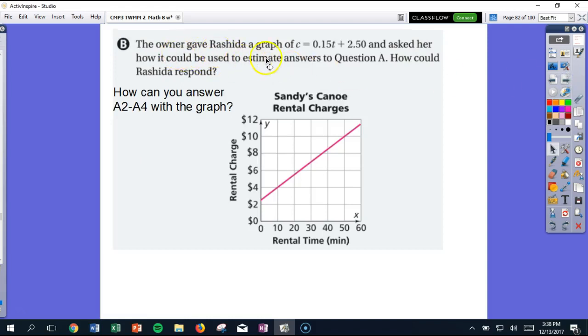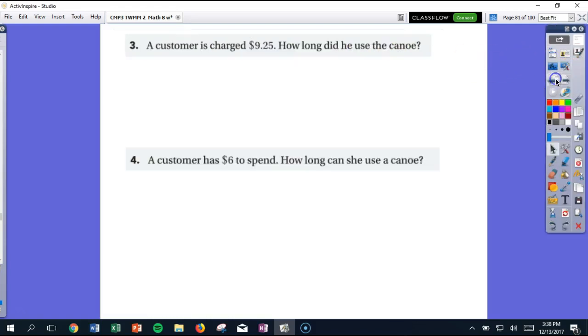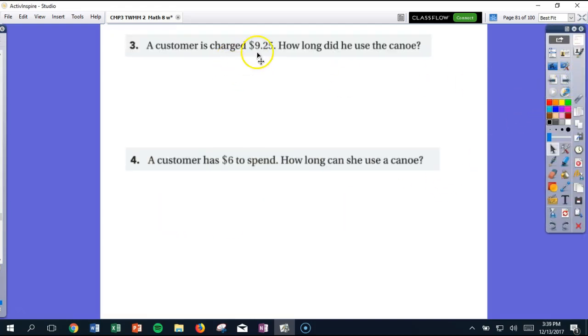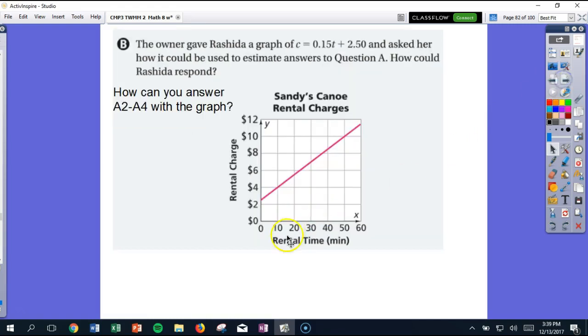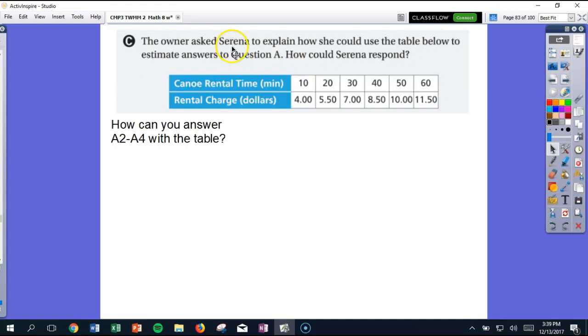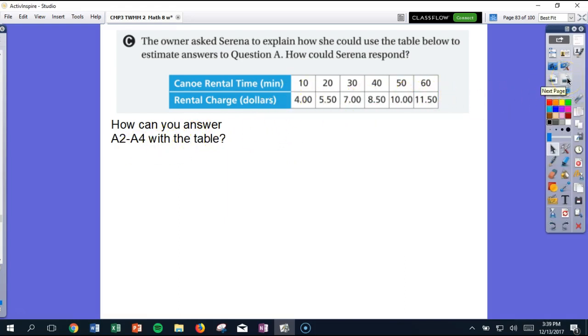Part B says the owner gave Rashida a graph of the same equation, and asked her how it could be used to estimate answers to question A, meaning how could she use it to estimate the answers to parts A2, A3, and A4. So using this graph, how could she answer A2, A3, and A4? And then for Serena, the owner asked her how she could use this table to answer questions A2 through A4 by estimating. Okay? So that's A, B, and C.